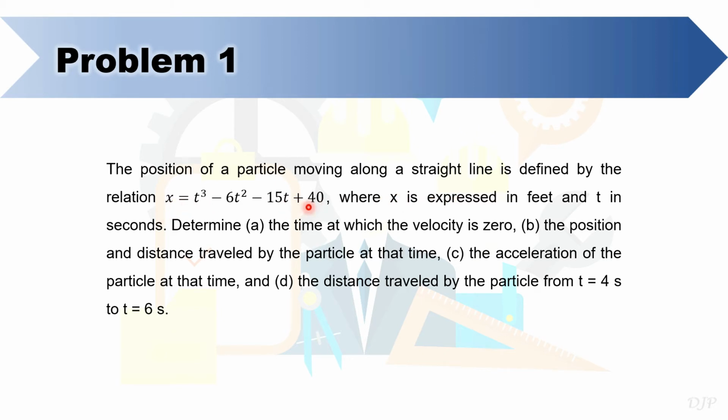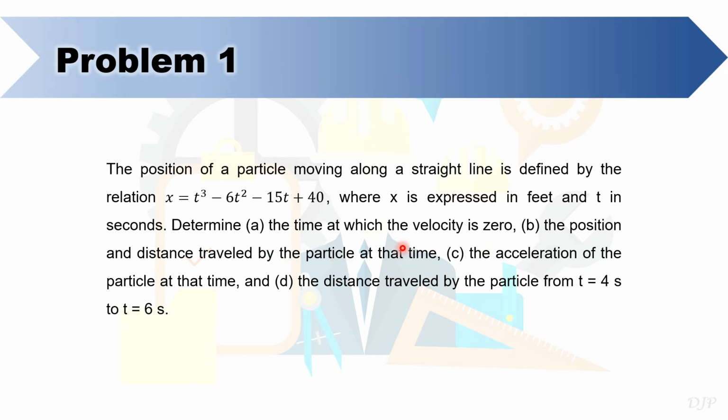So we are given the equation of the motion of a particle in terms of position, and we're required to solve for these four requirements: A, B, C, and D. The first requirement is the time at which the velocity is 0. Then the second requirement is the position and distance traveled by the particle at that time.